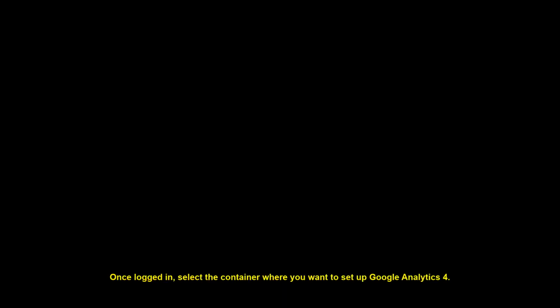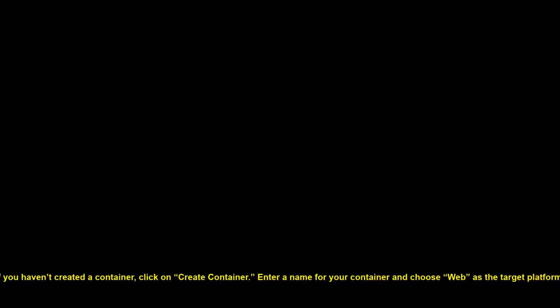Once logged in, select the container where you want to set up Google Analytics for. If you haven't created a container, click on Create Container. Enter a name for your container and choose Web as the target platform. Click Create and accept the terms of service.